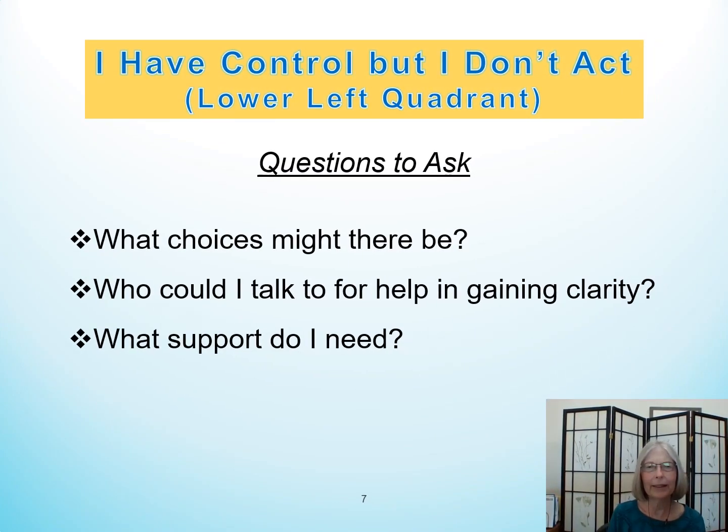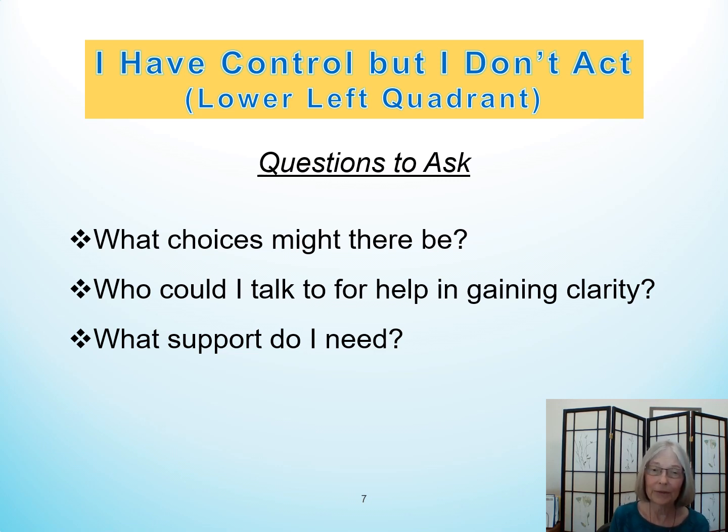So let's say regarding exercise, you're in the lower left quadrant. You have control over doing something for exercise, but you're not acting. Here are a few questions that might be helpful in guiding you. First of all, what choices might there be? Maybe you can brainstorm with yourself. Do you need expensive exercise equipment? Perhaps not. Maybe there are some things you hadn't considered. Maybe you could watch a yoga recording on YouTube or something like that.